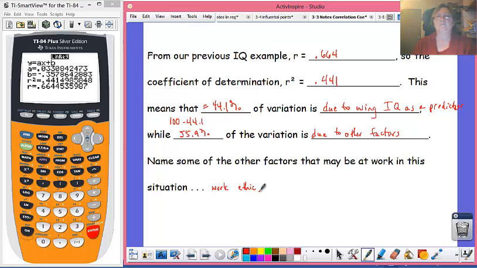Other things that might be at work are time spent, or time factors. Stress can have something to do with GPA. There are all kinds of things that might also be affecting GPA, not just the IQ. It isn't all about smarts, although that's a large part of it.